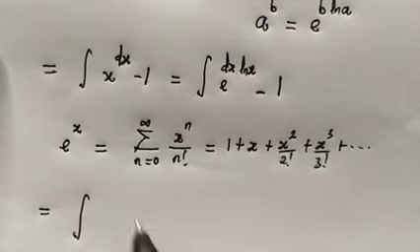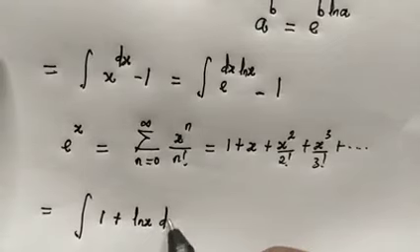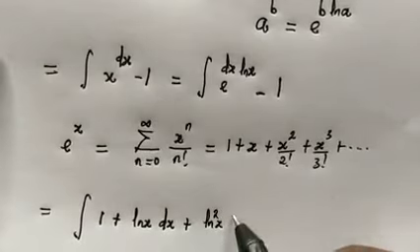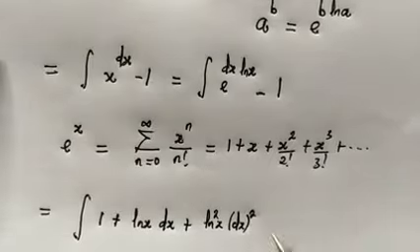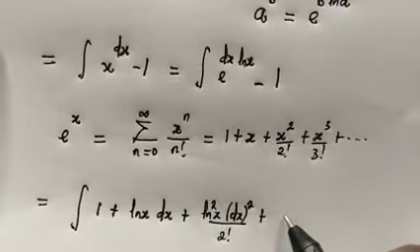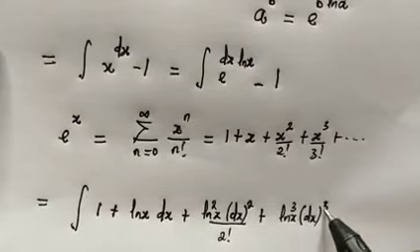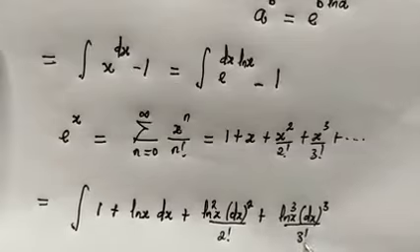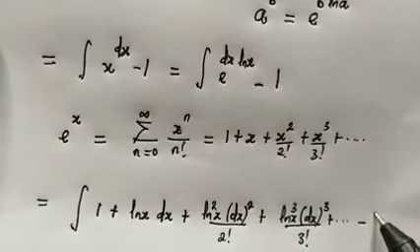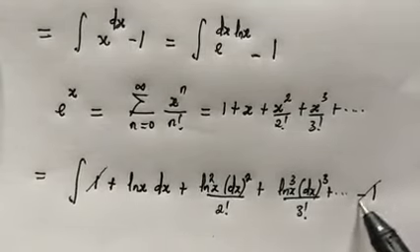Therefore, this expression here will become the integral, so e to the power of dx natural log of x, using this, that will become 1 plus the natural log of x times dx, plus the natural log of x squared times dx squared divided by 2 factorial, plus the natural log of x cubed times dx cubed divided by 3 factorial, plus and so on, and don't forget to have minus 1. As you can see, the positive 1 and the negative 1 get cancelled.